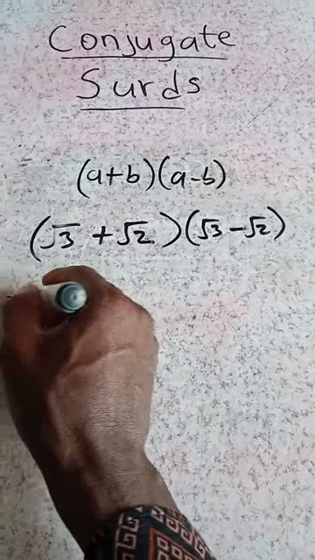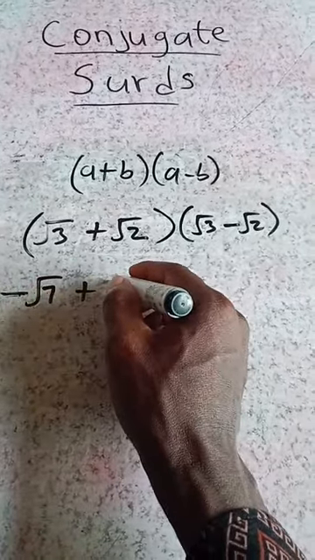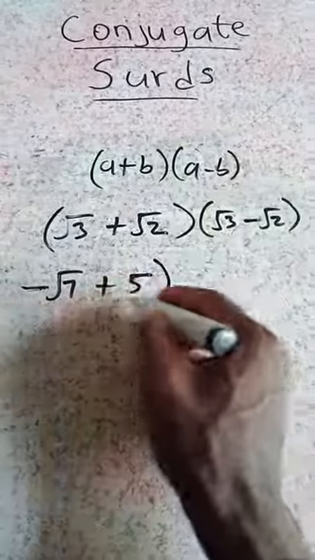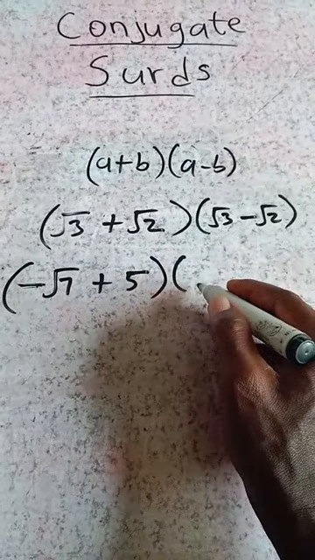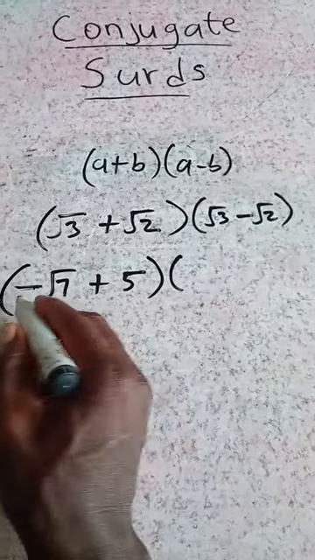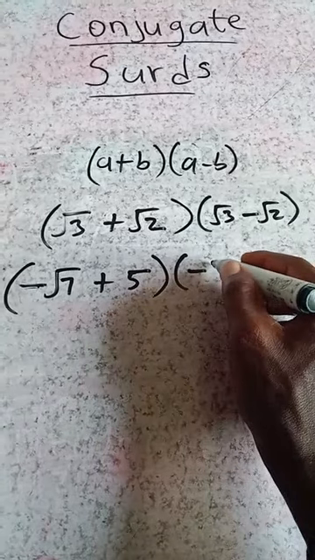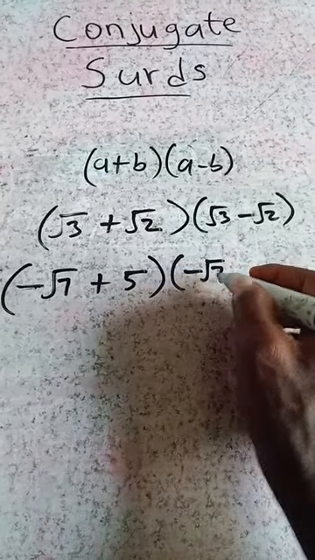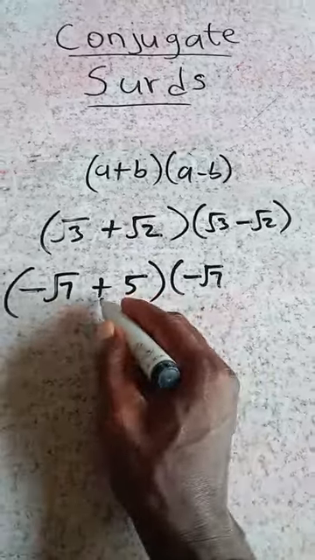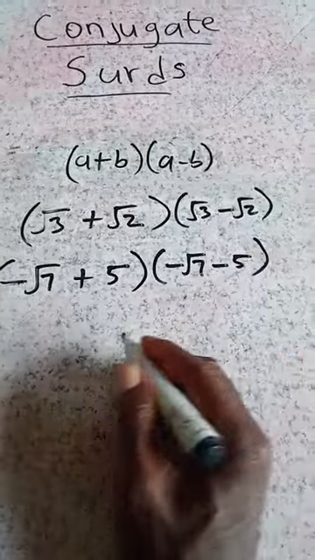It's not like this. Let's say we have minus root 7 plus 5. If you have minus root 7 plus 5, the conjugate is this. The change will not affect the first factor here, so it will still be minus root 7. It will only affect the sign at the middle. So if the middle is plus, it will change to what? Minus 5. Are you getting me? So this is the conjugate.